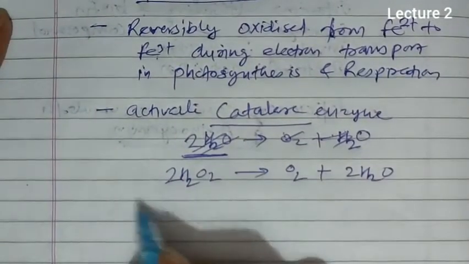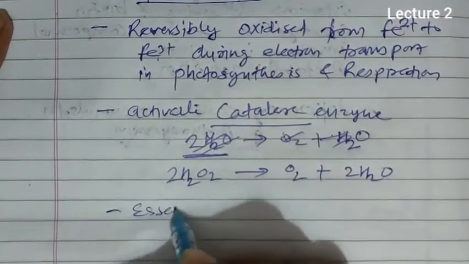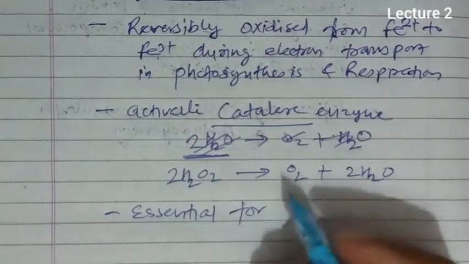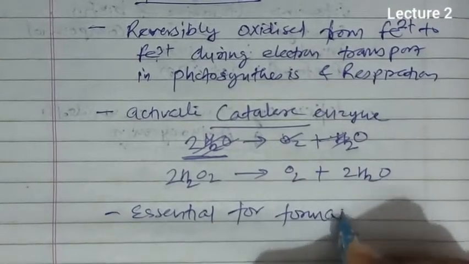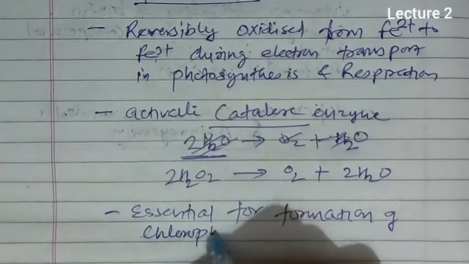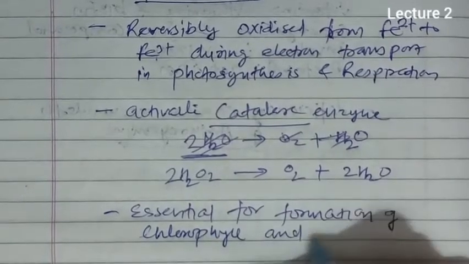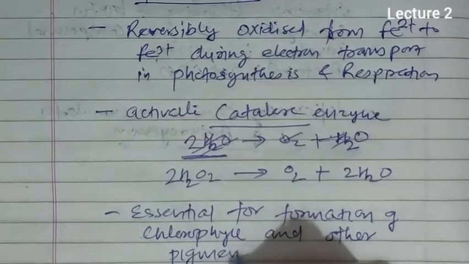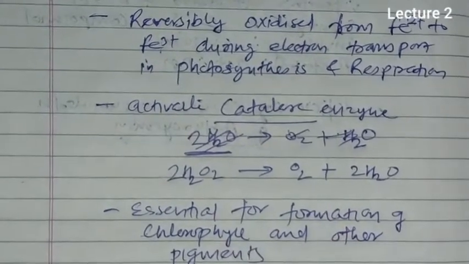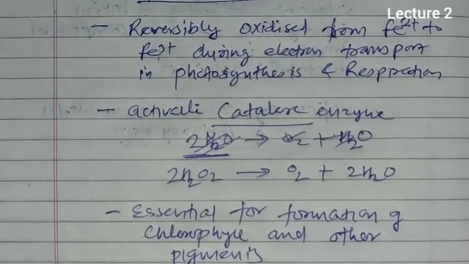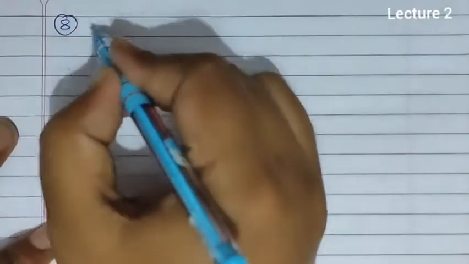Next to that is essential for formation of chlorophyll and other pigment. So for all this, particularly this ion is important. Next element is manganese.